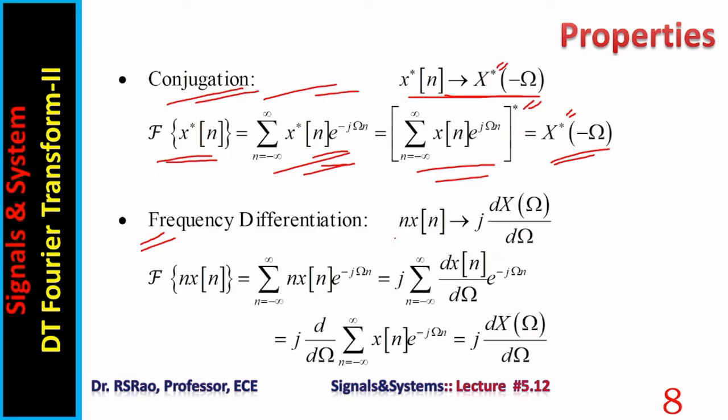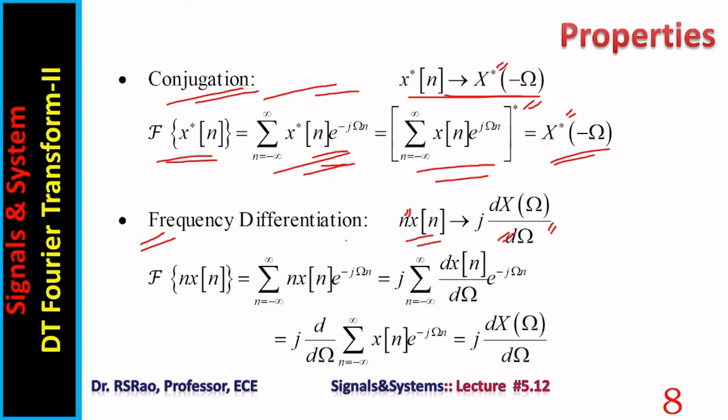Transform of product n x of n is equal to j times the first differential of capital X with respect to omega. Notice differentiation is in frequency domain, whereas multiplication with n is in time domain.